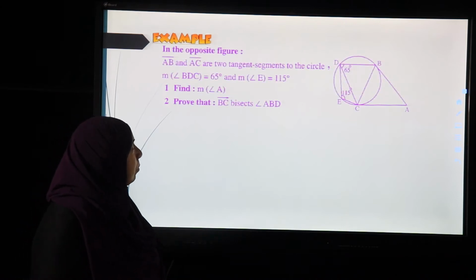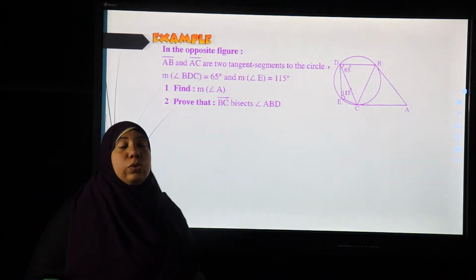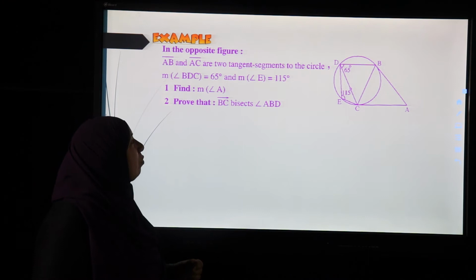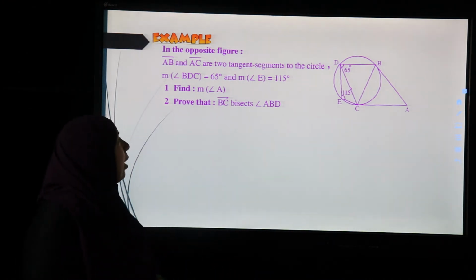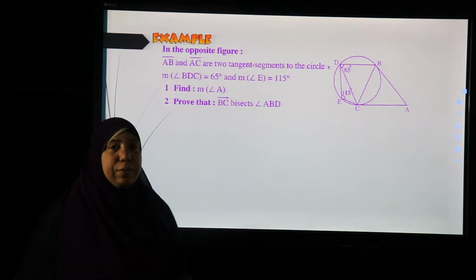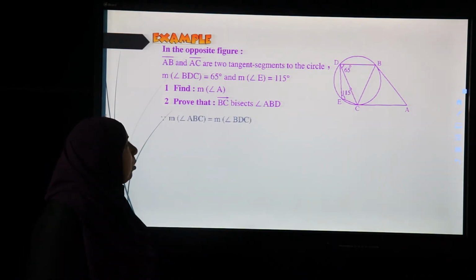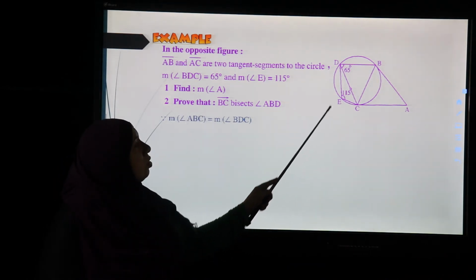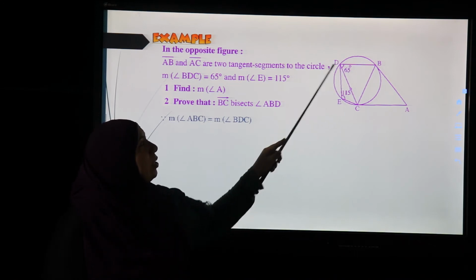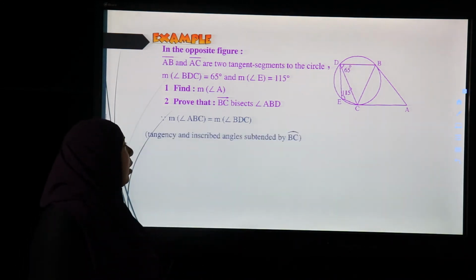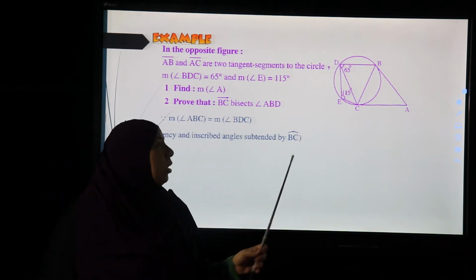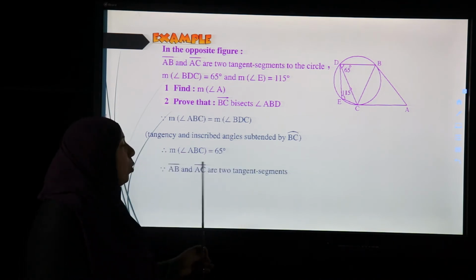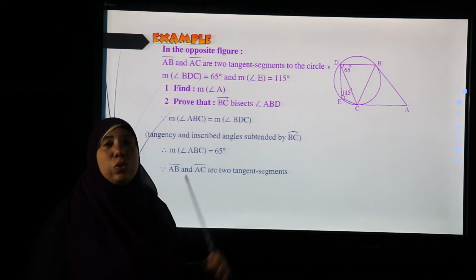Another example, AC and AB are two tangents. Angle BDC is 65, angle E is 115. Find number 1, angle A, and prove that BC bisects angle ABD. Okay, number 1, angle ACB. If AC here is a tangent, then angle ACB equals angle CDB because it's an angle of tangency, and both of them subtend the same arc BC, so ACB equals 65 degrees.